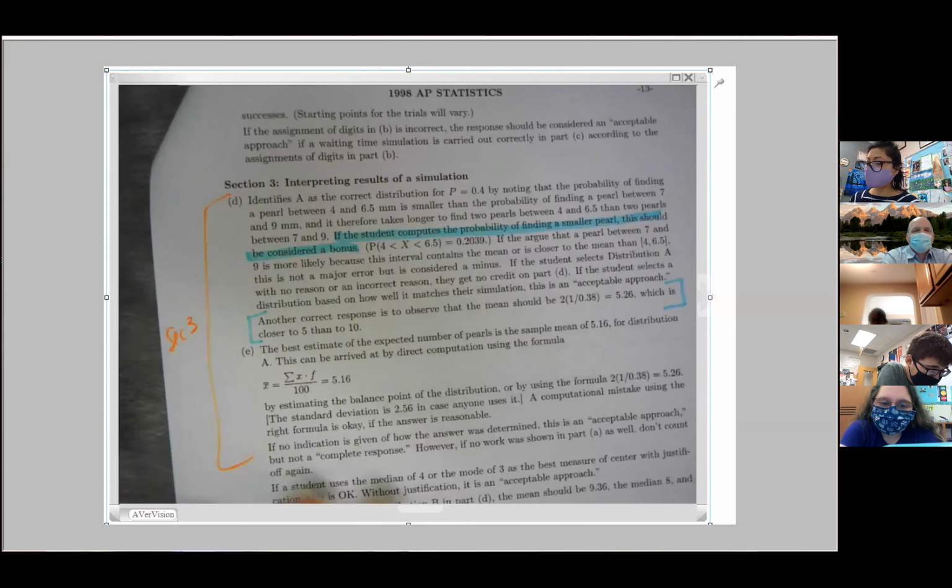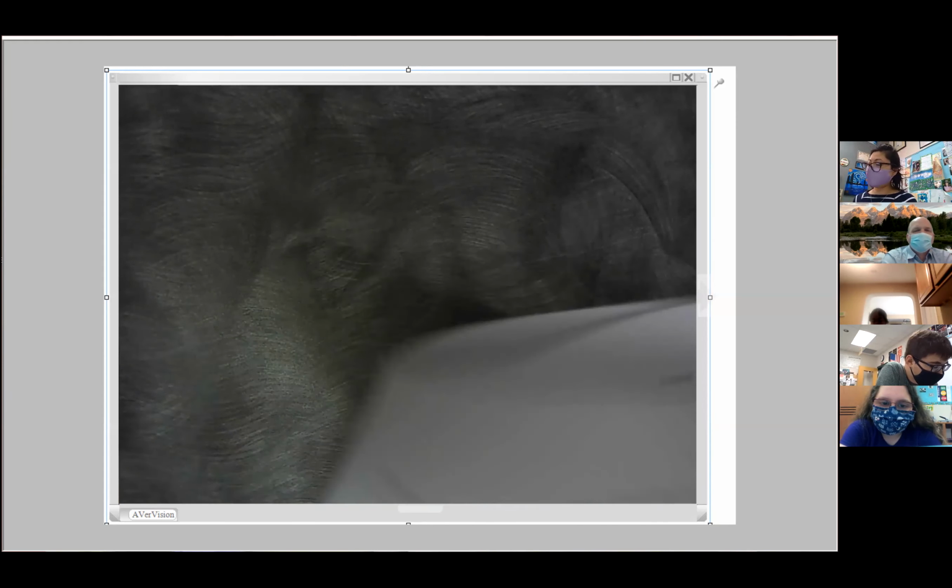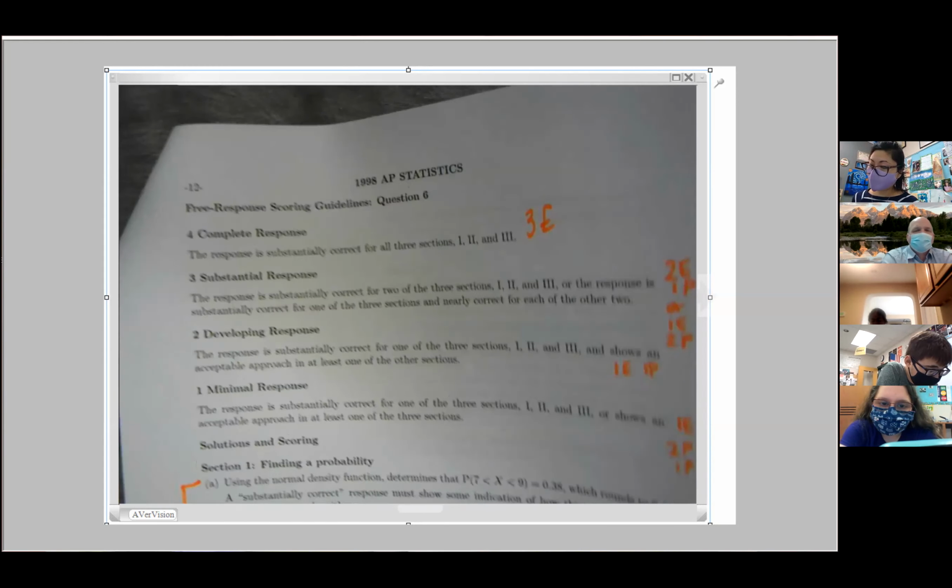So overall, to get your score for this problem, we needed 3 E's for a 4. To get a 3, you needed 2 E's and 1 P, or 1 E and 2 partials. And then for a 2, it's 1 E and 1 P. And then for a 1, it's 1 E or 1 or 2 P's.